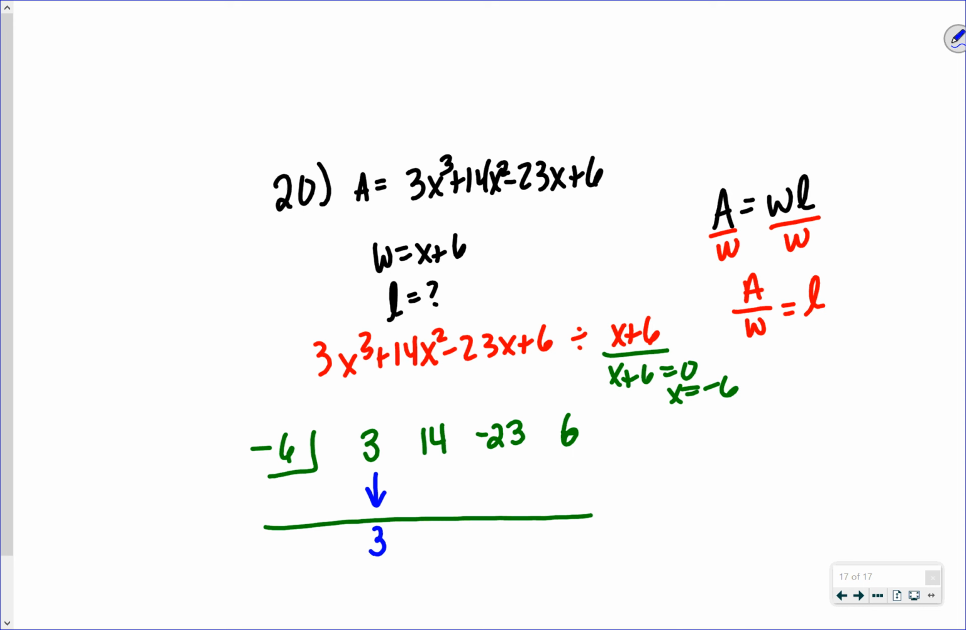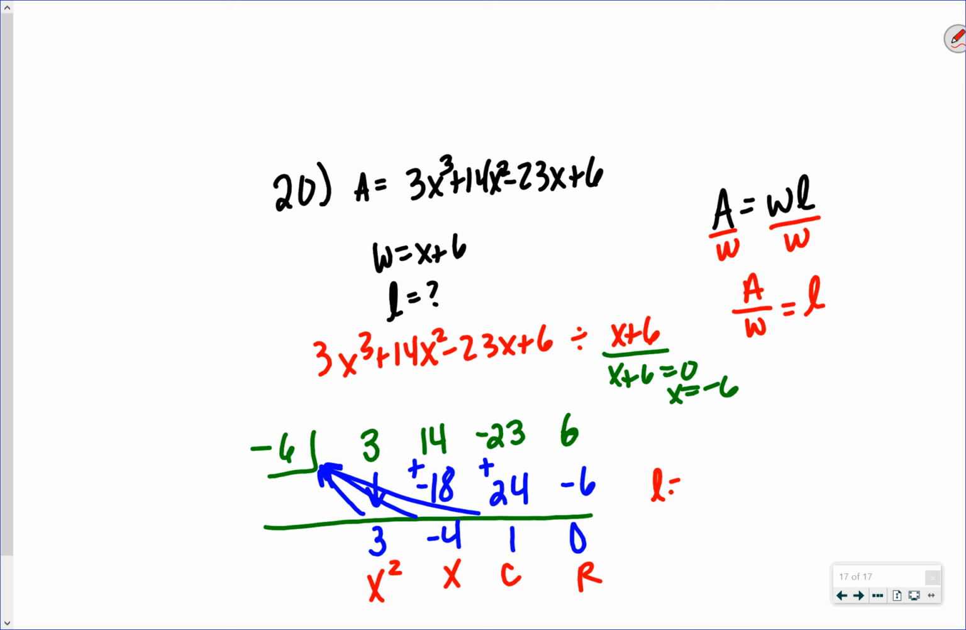Bring down the 3. 3 times negative 6, negative 18. Plus 14, negative 4. Negative 6 times negative 4, 24. Plus negative 23, positive 1. 1 times negative 6, negative 6. Remainder of 0. So remainder is 0, constant is the 1, negative 4 is in front of my x, and in front of my x squared would be a 3. So my length is 3x squared minus 4x plus 1.